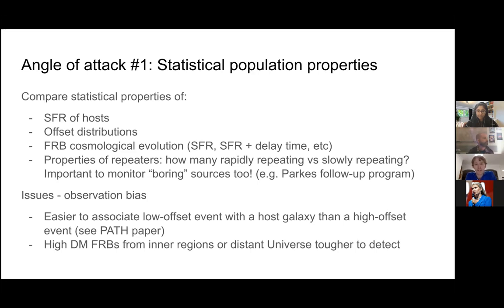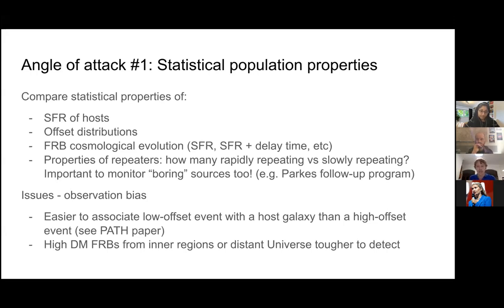So when we're broadly talking about statistical population properties, you might imagine looking at host galaxy properties, their star formation rate, what kind of galaxies they're in, and where in the galaxies they are, the offset distributions. You can look at the cosmological evolution of the sources. Do they evolve with the star formation rate or star formation rate plus a time delay? You can look at the properties of the repeaters. If repeaters are expected to age somehow, or maybe they spin up, if it's a merging binary, maybe they're not aging, maybe they're spinning up.